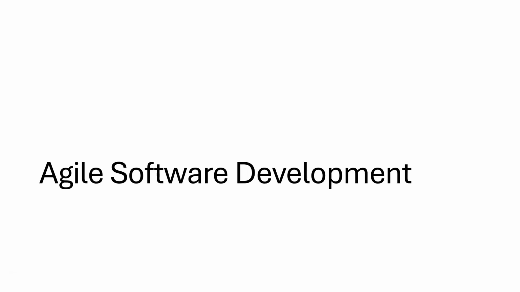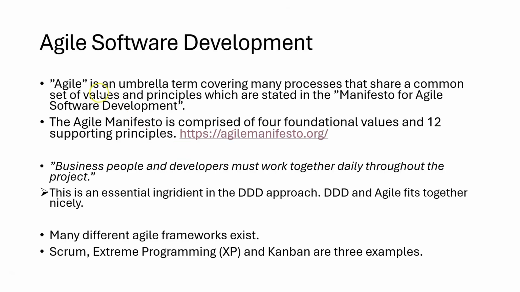Now we are going to talk about Agile Software Development. So what is Agile? Agile is an umbrella term covering many processes that share a common set of values and principles which are stated in the Manifesto for Agile Software Development. The Agile Manifesto is comprised of 4 foundational values and 12 supporting principles. We can read the Agile Manifesto at this link.